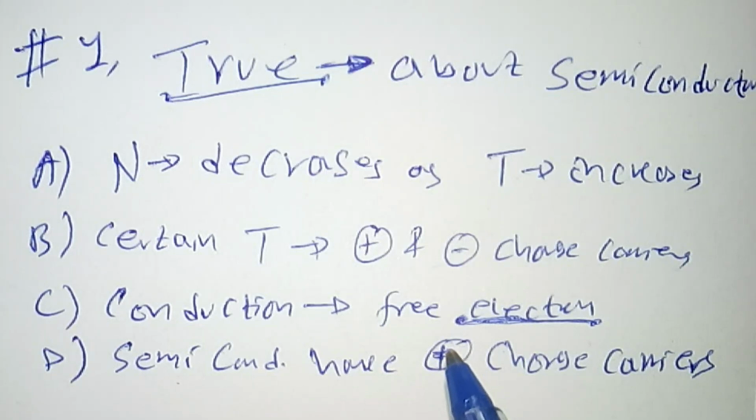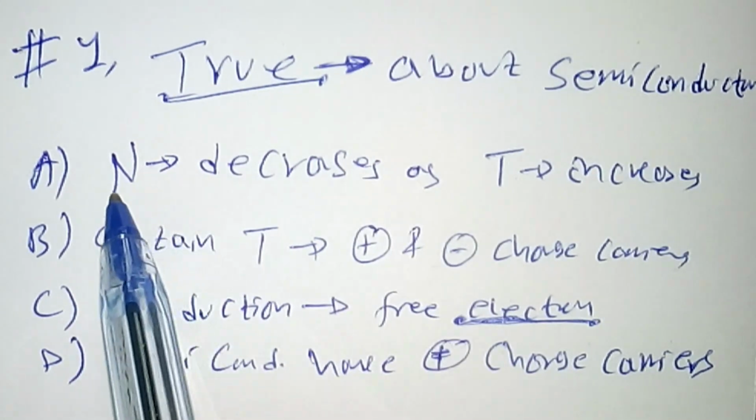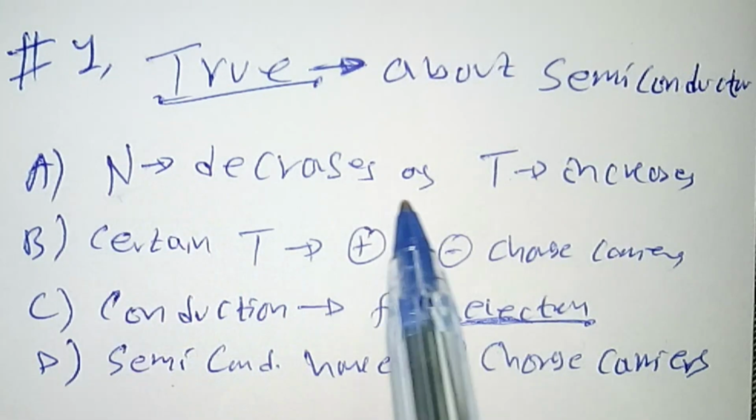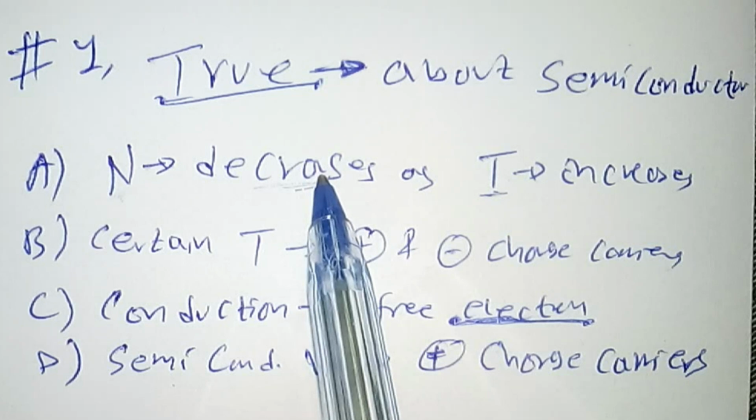Which of the following is true about semiconductors? A. Number of charge carriers in semiconductors decreases with temperature. But this is not true because the number of charge carriers, the holes and the electrons, increases as the temperature increases, not decreases with temperature.